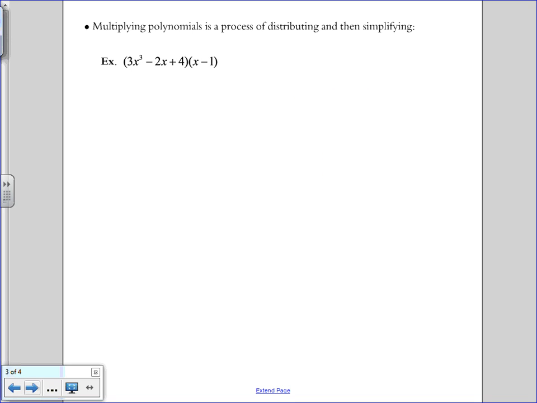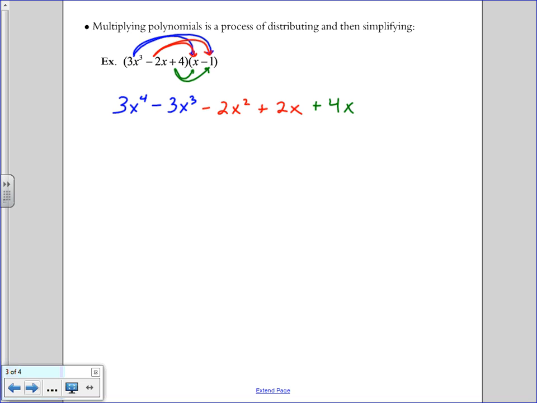Multiplying polynomials is the process of distributing each term and then simplifying. So we have to distribute the 3x to the third power from the first parentheses to both terms of the other parentheses to give us 3x to the fourth power minus 3x to the third power. Then distribute the minus 2x from the first parentheses to both terms of the other parentheses to give us minus 2x squared and then plus 2x. And then finally distribute the plus 4 to both terms of the other parentheses to give us plus 4x minus 4. Now I have 6 terms and I look for like terms that I can combine.